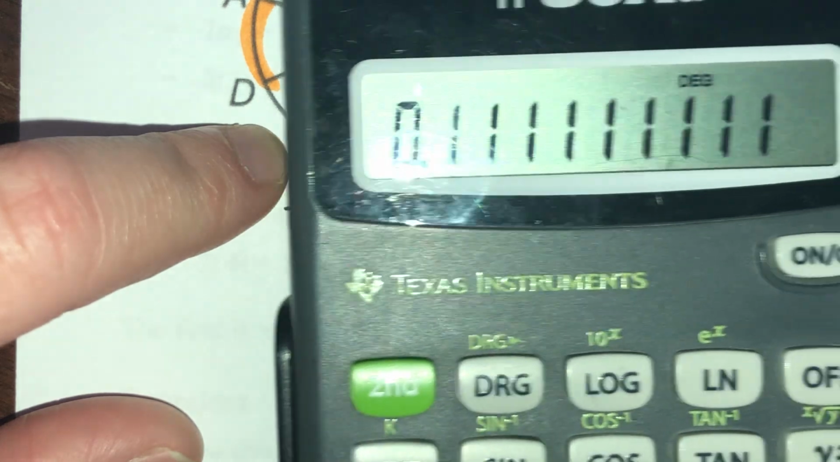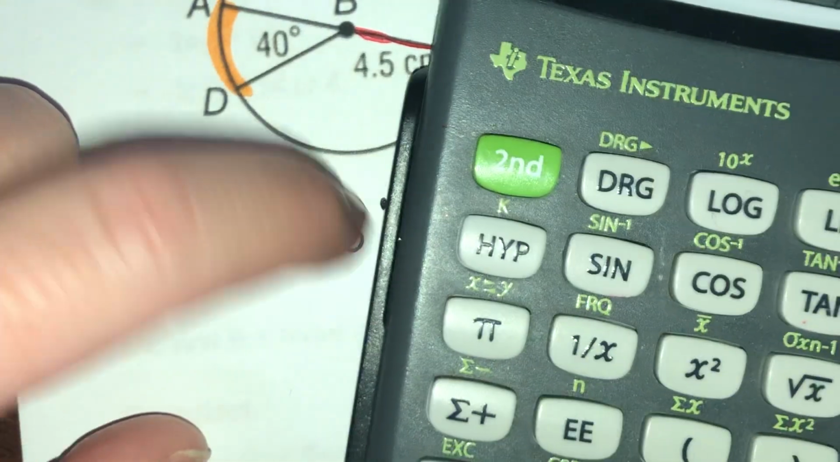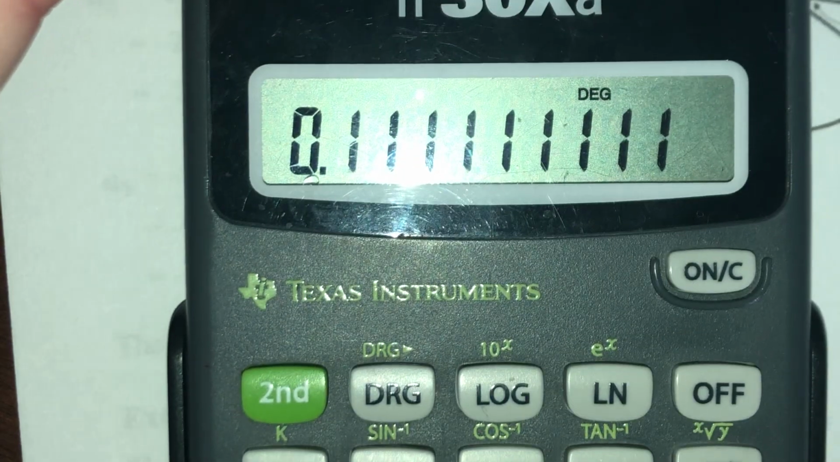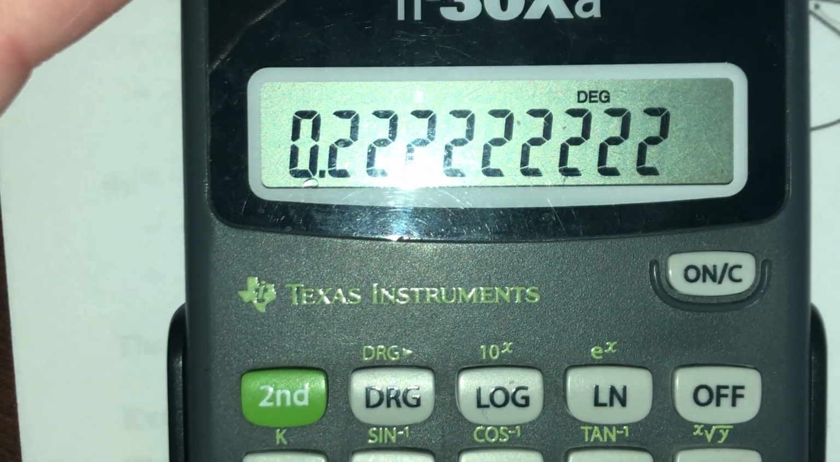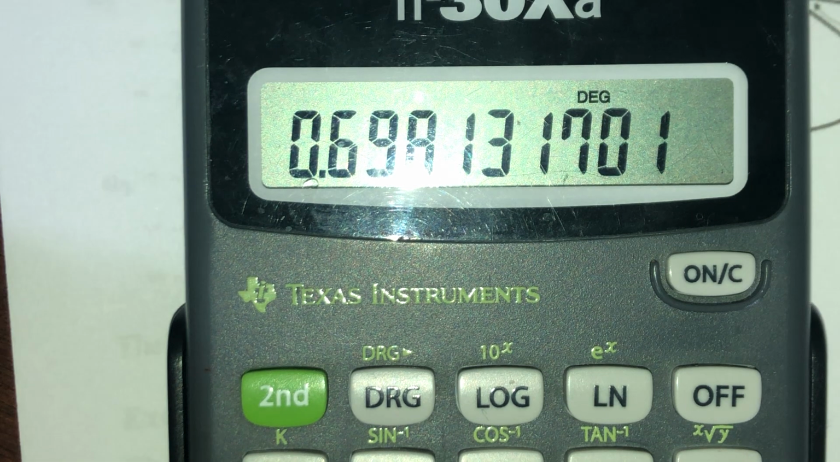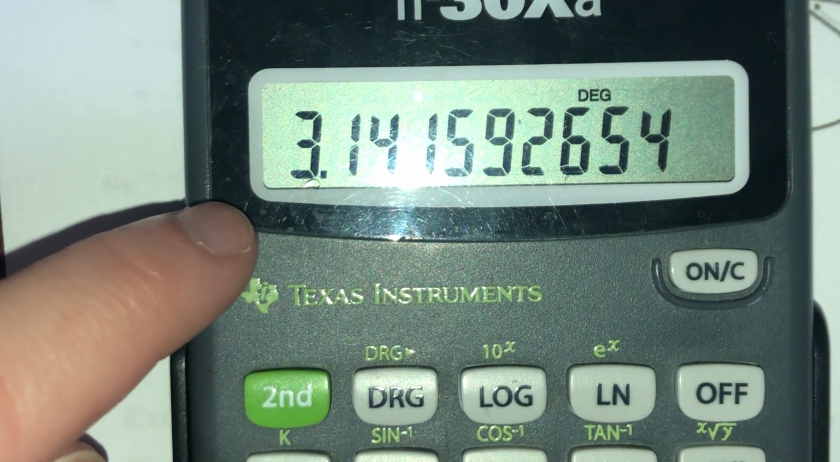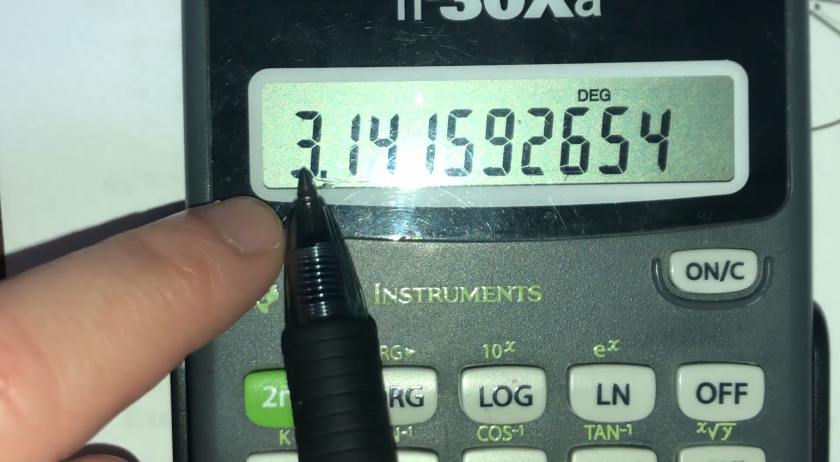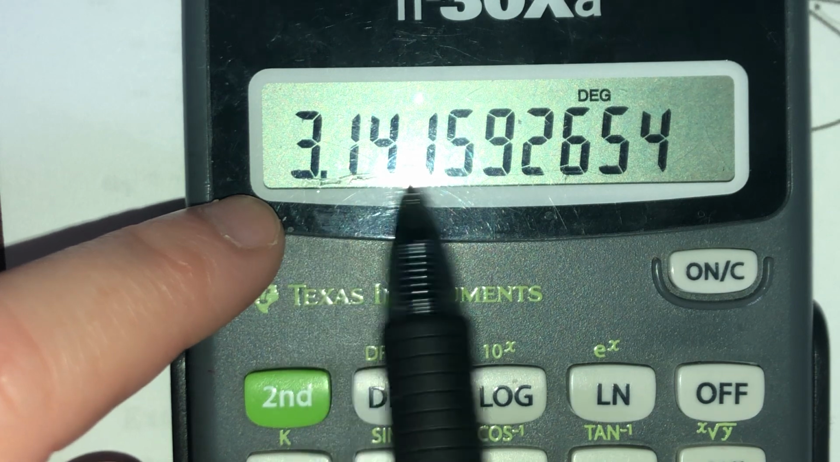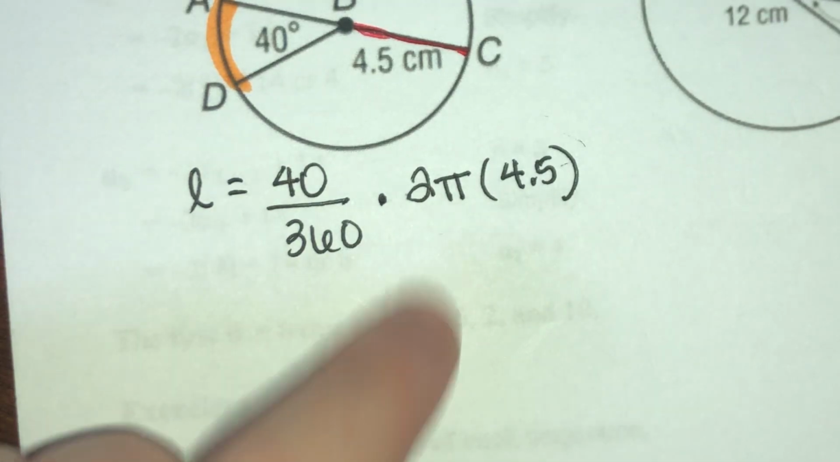Is 0.11111. Then I'm going to multiply it by 2, times 2. Then I'm going to multiply it times pi, and then I'm going to multiply it by the radius, times 4.5 equals. So the length of my little portion is pi, 3.14. The length of my little portion. How does that work out?